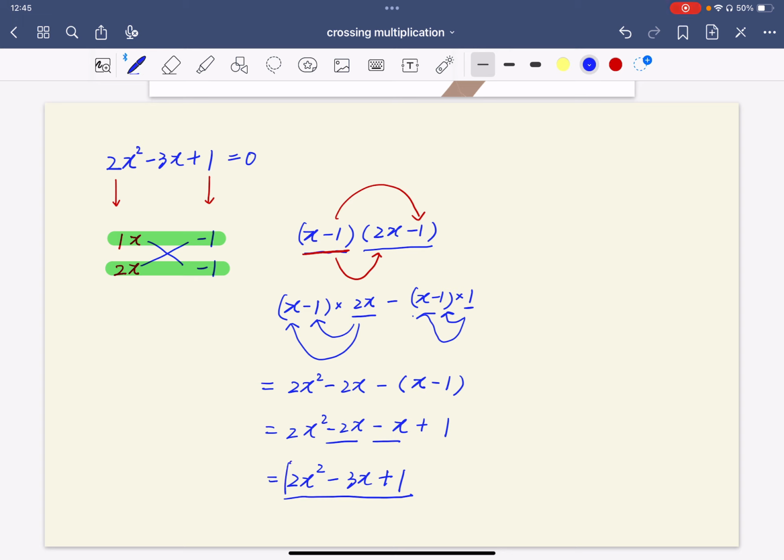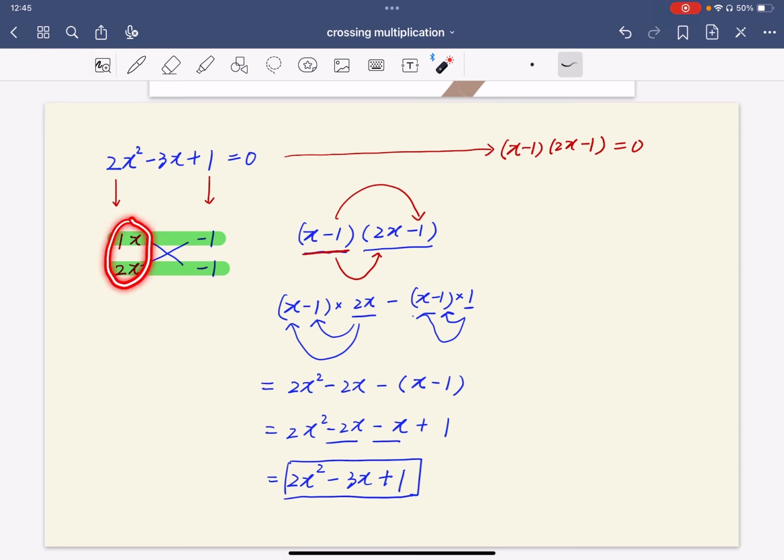Okay, this is just the left side of the original equation, right? So this factored form is right. That is to say, if we want to figure out the factored form for the left side of the original equation, we can write it like this: x minus 1, 2x minus 1 equals 0, right?